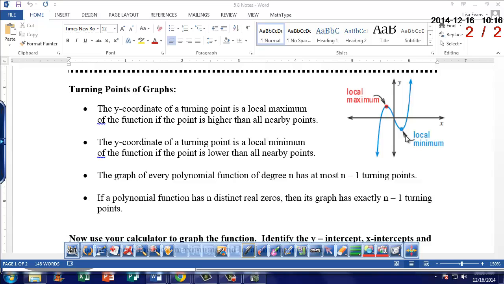It says the y-coordinate of a turning point is a local maximum of the function if the point is higher than all nearby points. The y-coordinate of a turning point is a local minimum of the function if the point is lower than all nearby points.